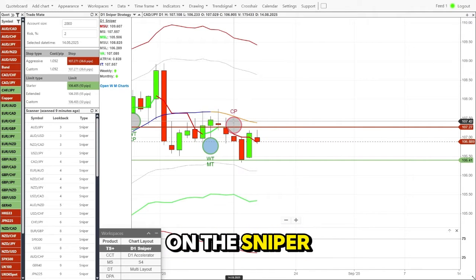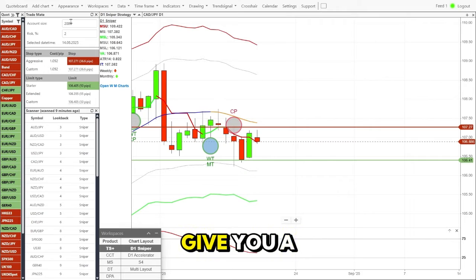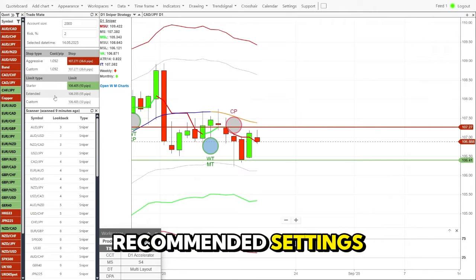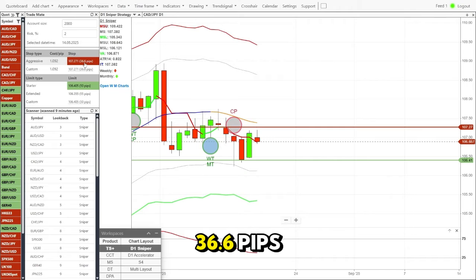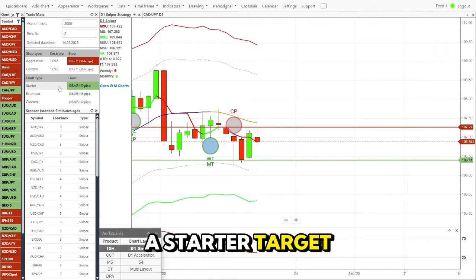What you do is you click on the sniper. Automatically with our Trade Mate tool, this will give you a couple of recommended settings. You have an aggressive stop at 36.6 pips, a start target at 50 pips.